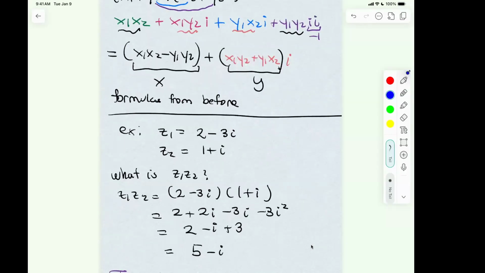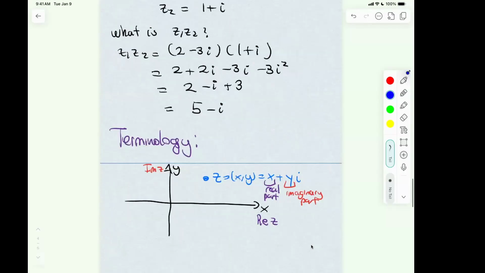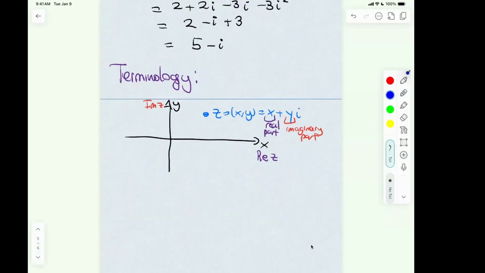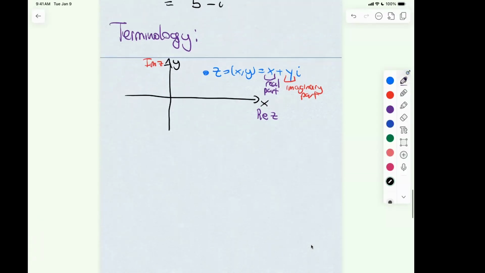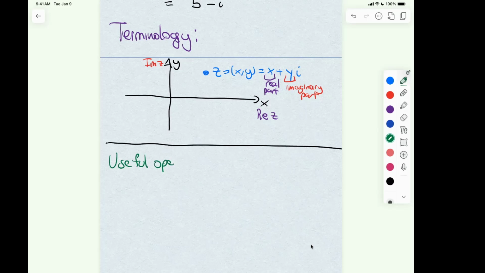Okay, so as I was saying, the x coordinate is called the real part, the y coordinate is called the imaginary part. There's another useful notion which is called the conjugate of a complex number, which is just a reflection with respect to the x-axis. So let me mention this one. Another useful operation is called the conjugate, and I'll show you how it looks in a picture.